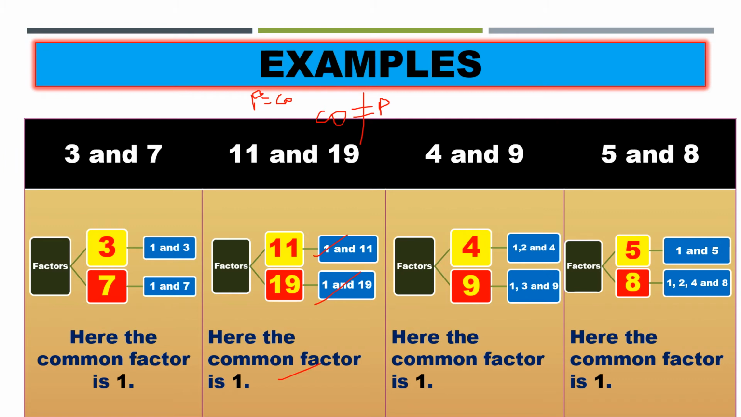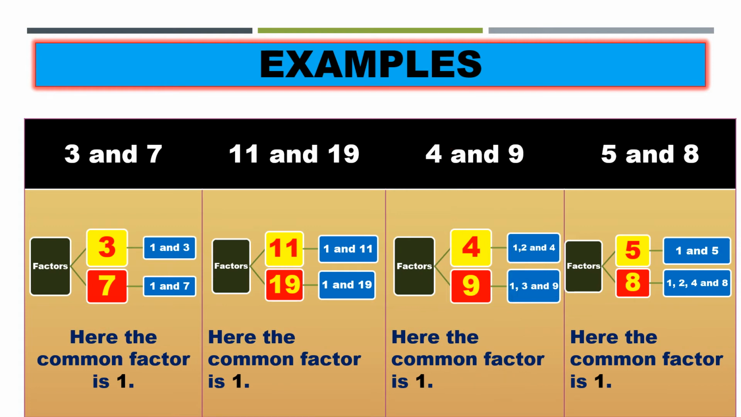Okay. But here I took two composite numbers only. But I told when two composite numbers, if you find the factors, here one is a common factor. Only one is a common factor. But as one is the only common factor, they are co-prime numbers. But I told co-prime numbers may or may not be prime numbers. Here they are composite, right? They are not prime numbers.